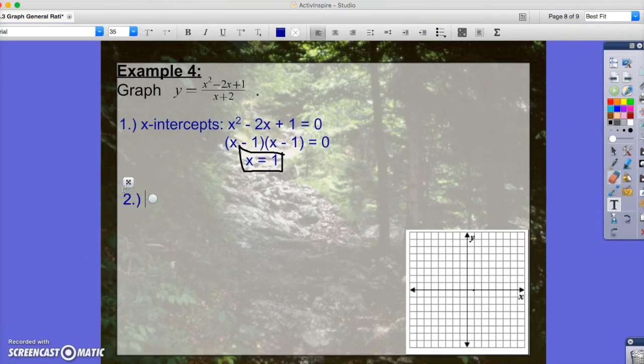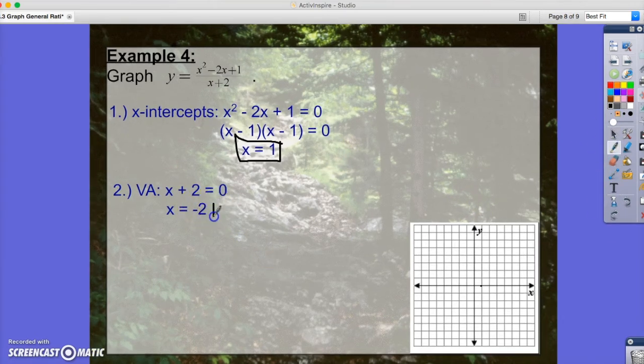All right, step 2, vertical asymptote. Get negative 2. So find negative 2 here. Draw your dotted line.